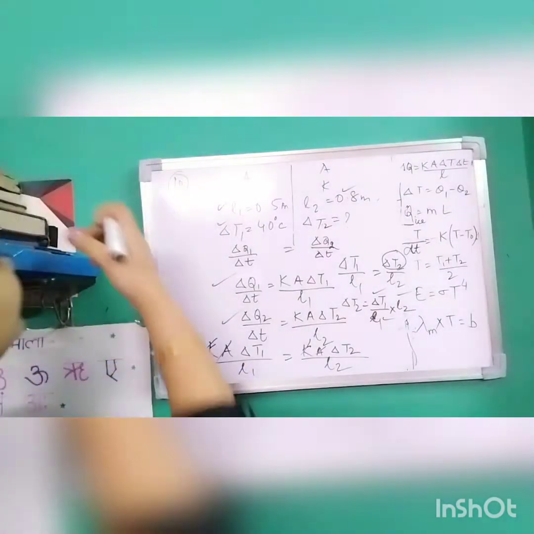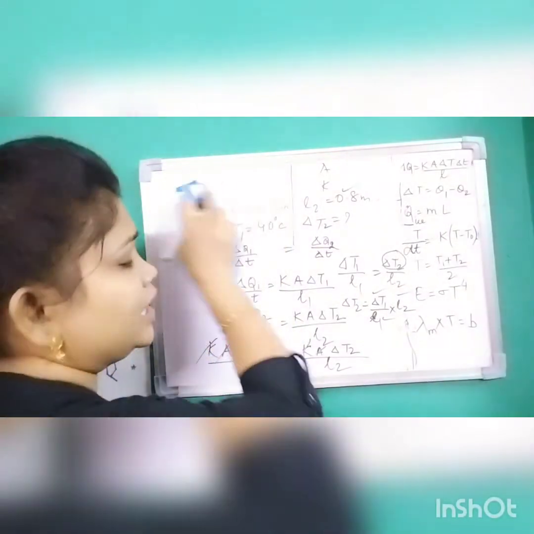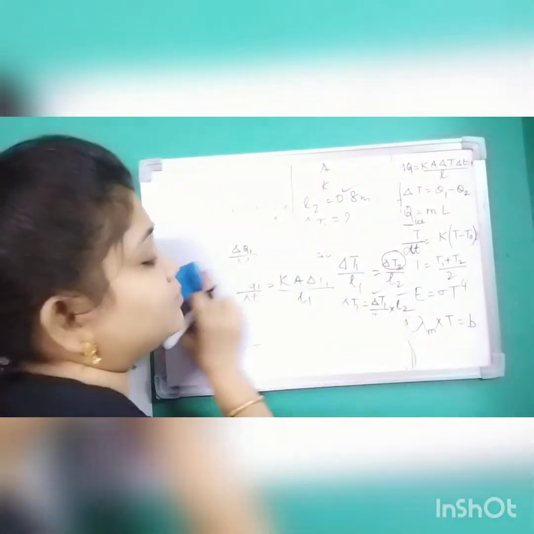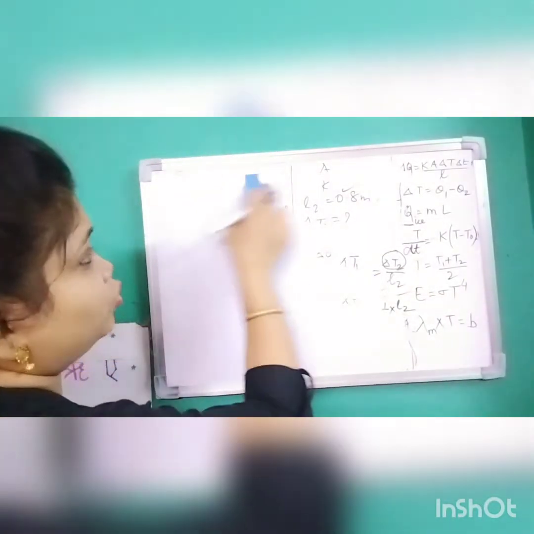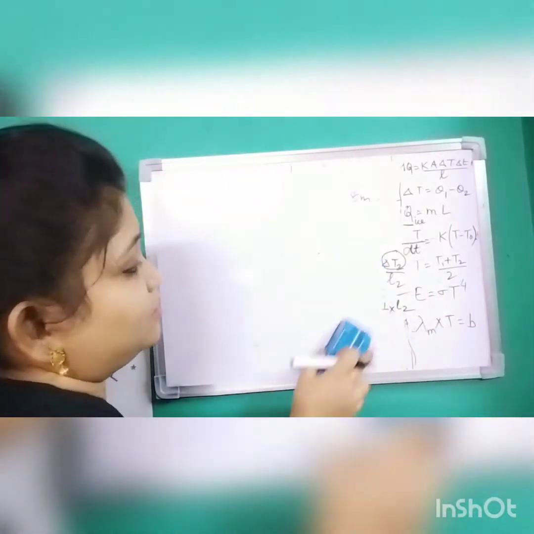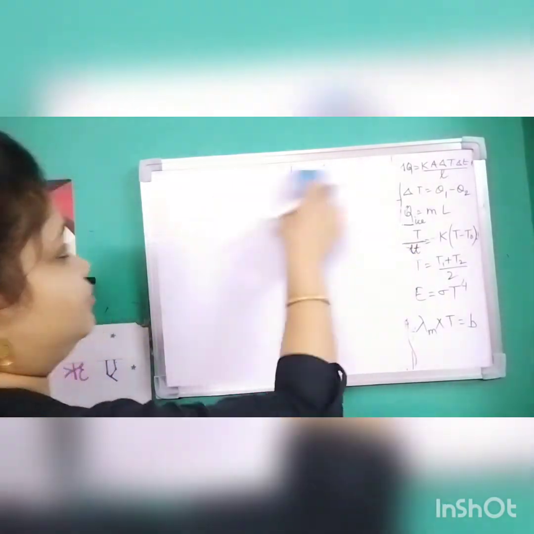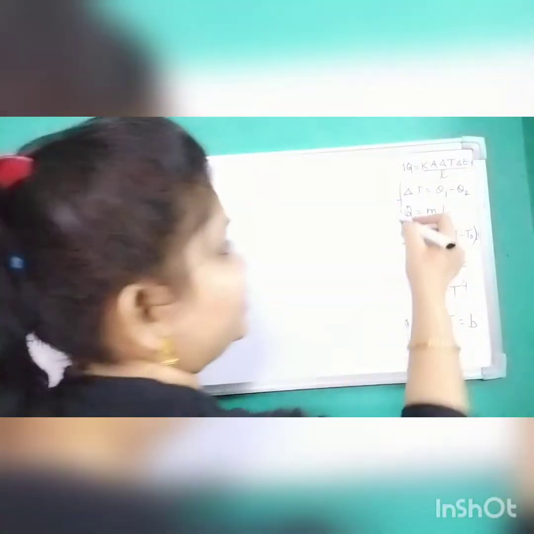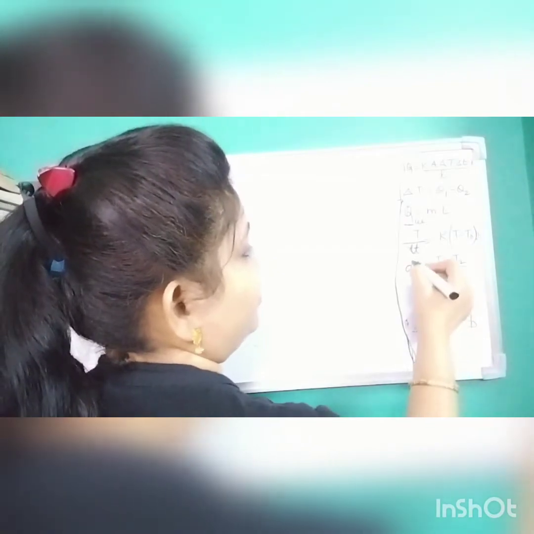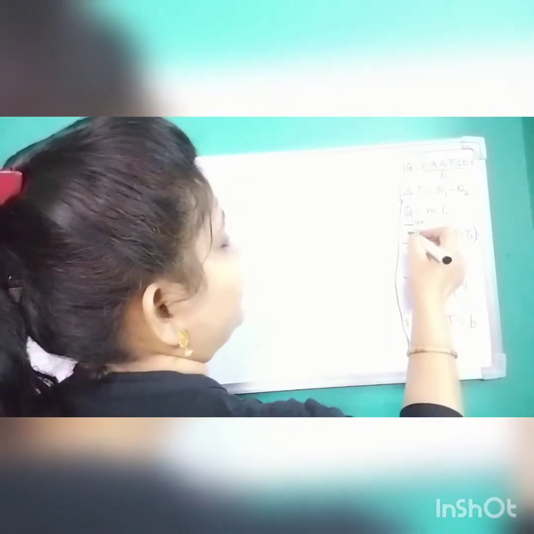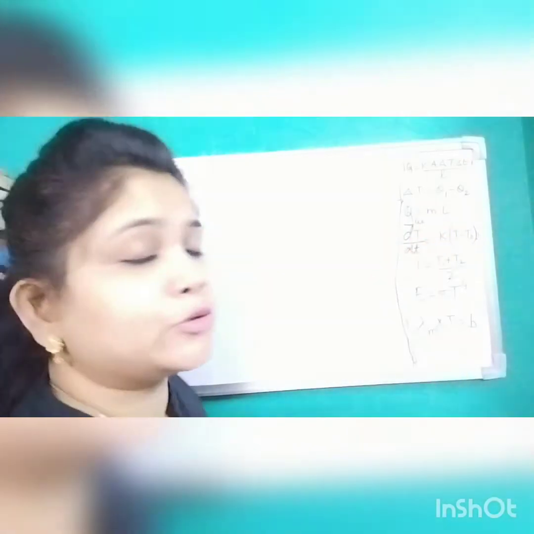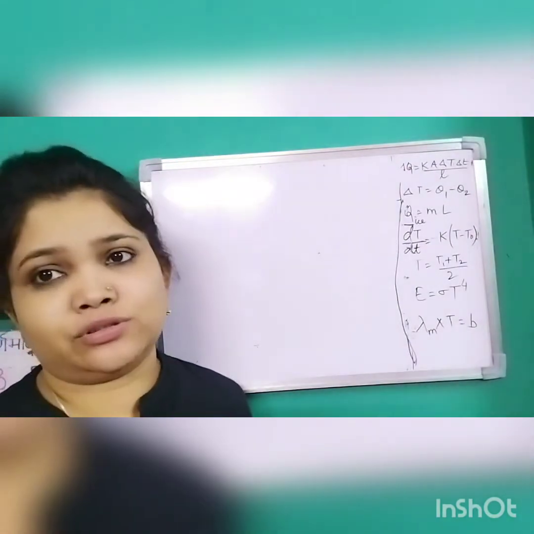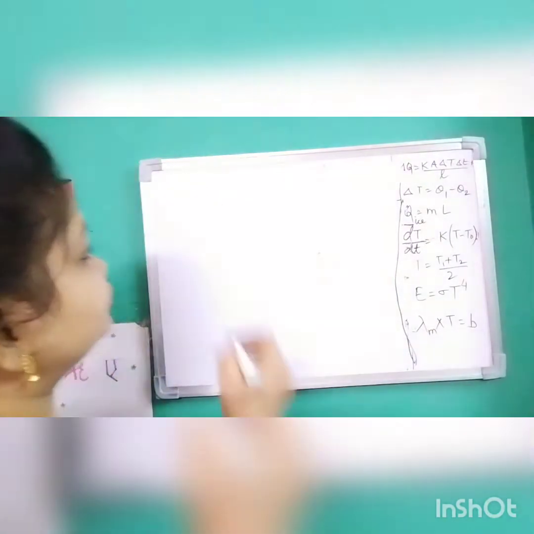Now, next sum, students, sum number 11 is exactly the same as sum number 10. So, I'm not going to solve that sum. I'm leaving it up to you to solve, because sum number 11 is exactly like sum number 10. If you have understood sum number 10, you will easily do sum number 11 also. Okay. Let's go to sum number 12.